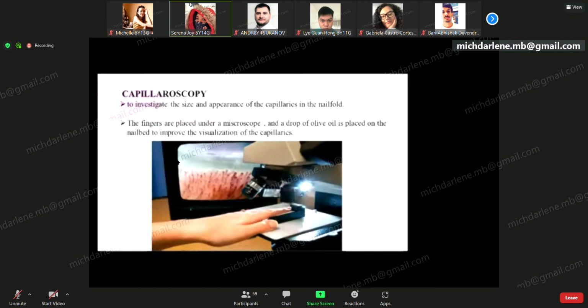Capillaroscopy, to investigate the size and appearance of the capillaries in the nail. The fingers are placed under the microscope and a drop of olive oil is placed on the nail bed to improve the visualization of the capillaries.